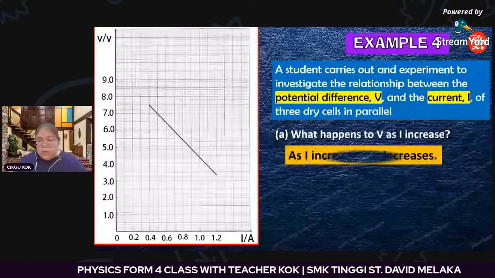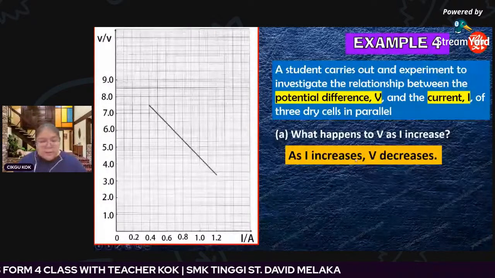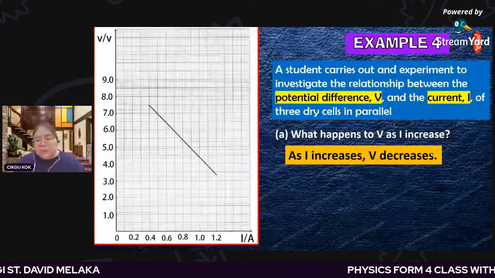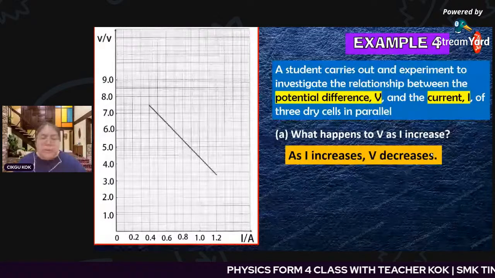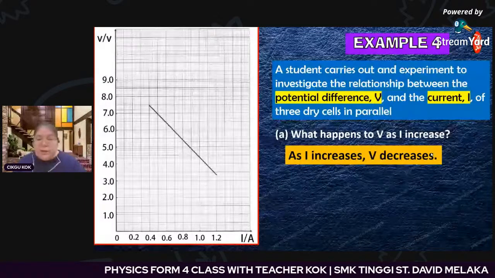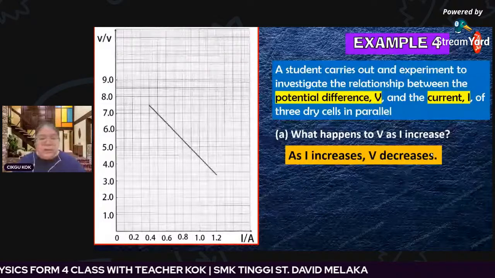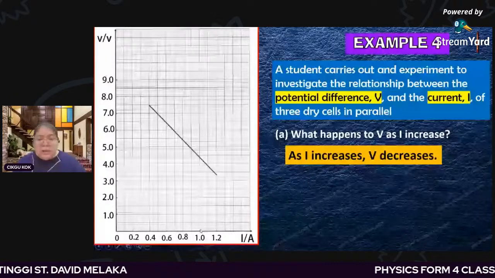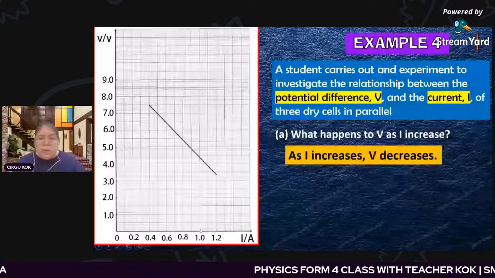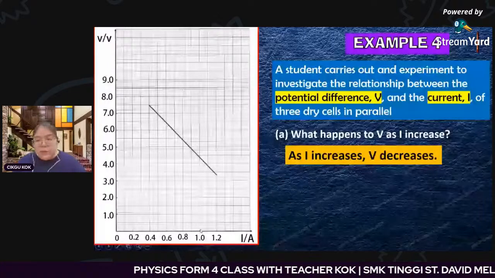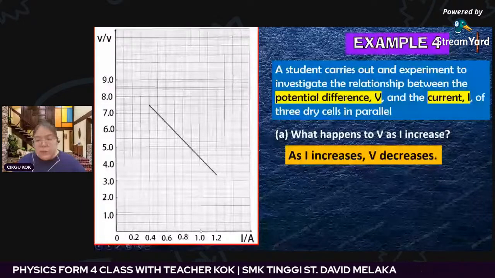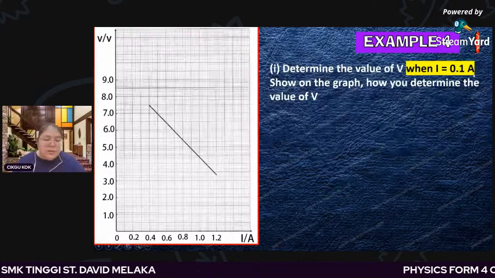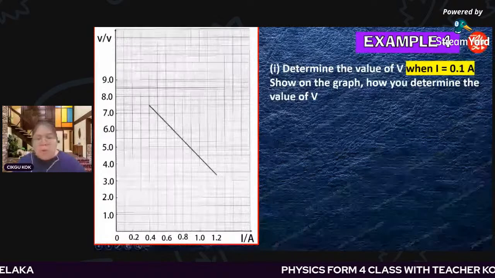As the I increases, the V decreases. Or you can answer straightforwardly, V decreases, also correct, because they ask what happened to the V. So when you see the graph, you know already: as the I keeps increasing, the V decreases. Then we go to another one. Determine the value of V when the I is 0.1 ampere. Where's the 0.1 ampere? Here, is it? The question says show on the graph, which means you need to show it.